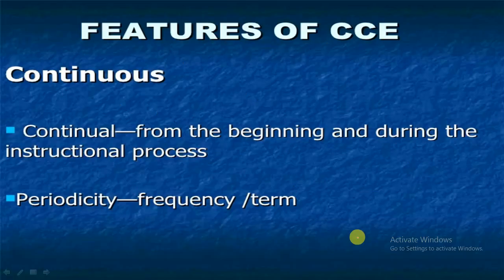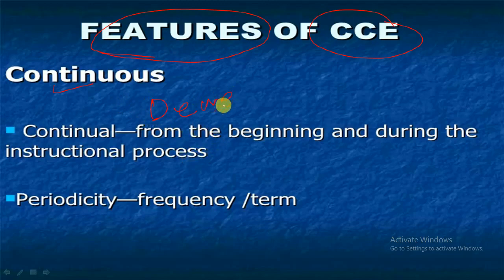Next point, features of CCE. What are the main features of CCE? That is continuous. I already told you what is continuous. When we learn about growth and development of a child, we come to learn about the continuous process. We know that development is a continuous process. So the terms continual and periodicity come into our mind to understand the continuous process.